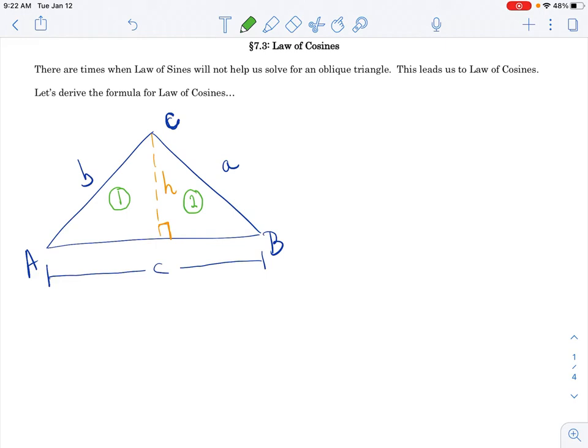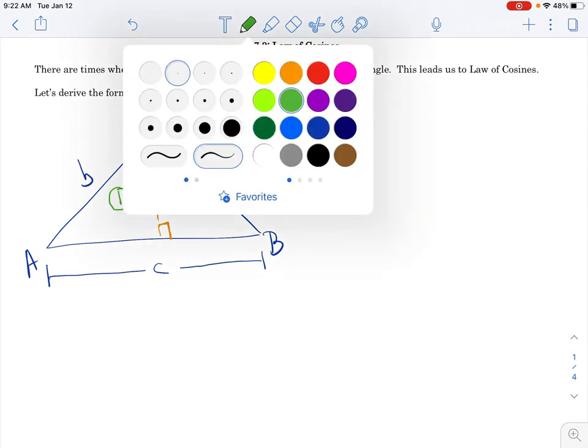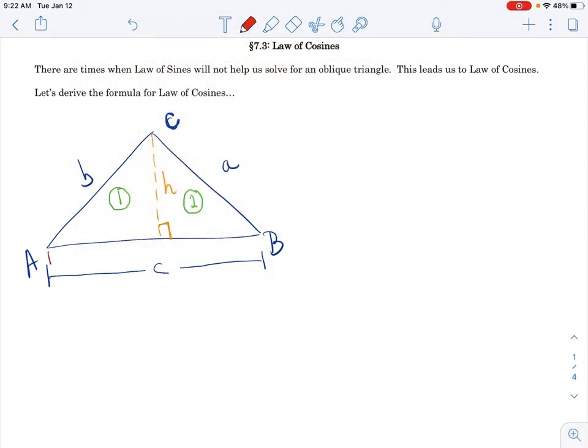Now the other thing is I don't know what that altitude does to that base. I don't know if it cuts it in half, so I can't assume it. So I'm going to label this x. And then that other piece would have to be the whole minus the part. So from here would be c minus x, and again, I don't know what that is. So then we have all of our pieces labeled.